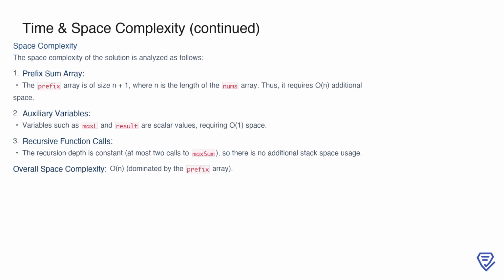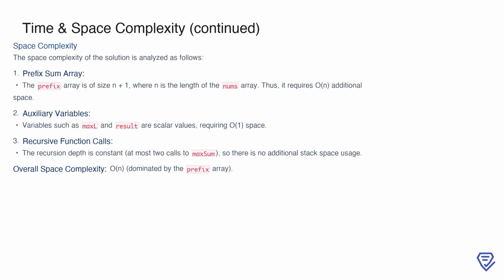Turning to space complexity, the main contributor is the prefix array, which is of size n plus 1, where n is the length of the input array nums. This requires O(n) additional space. Beyond the prefix array, the algorithm uses a few auxiliary variables, such as max_l and result, which are scalar values and only occupy O(1) space.